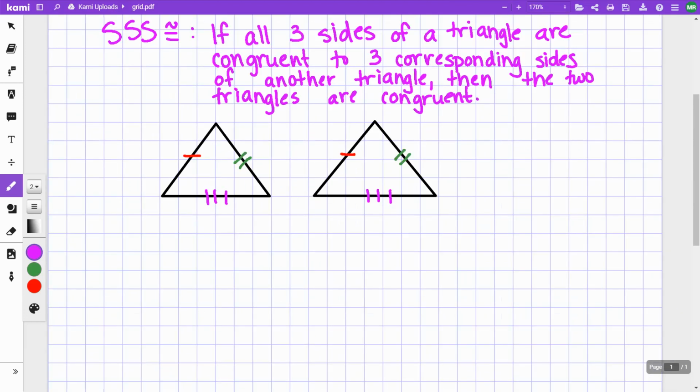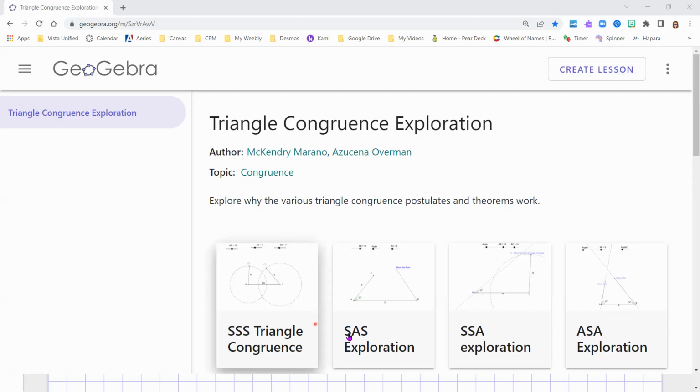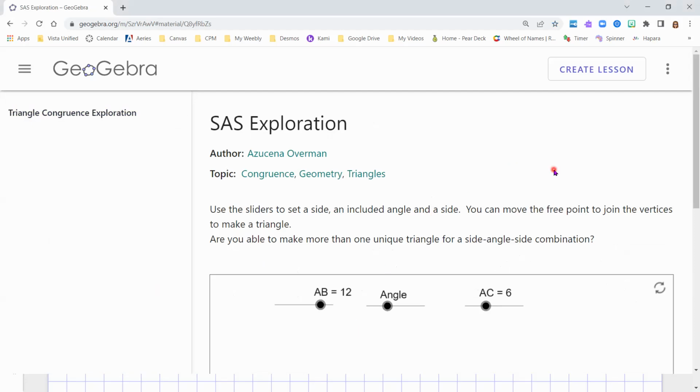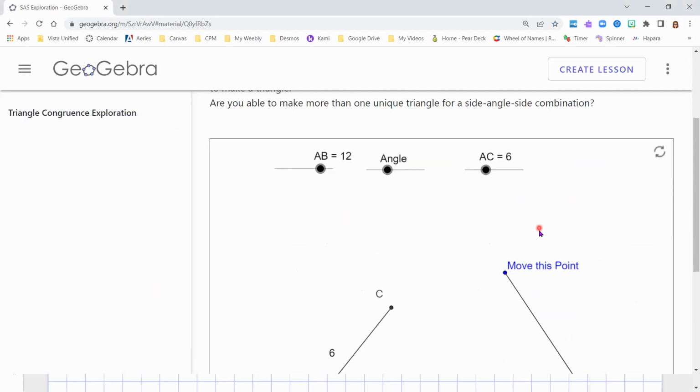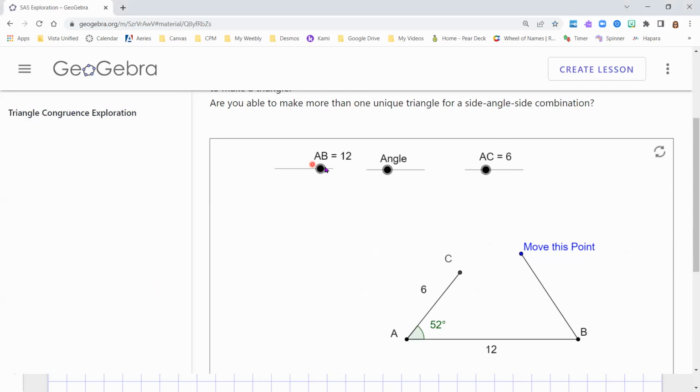Okay, the next one that we're going to take a peek at is going to be side, angle, side. So this is going to be where I have two sides and the angle in between. So let me get the E tool up to look at. So this time I'm going to do side, angle, side. For this, I have two set sides. This 6 and this 12 are set, and so is the angle in between. This 52 is set here.